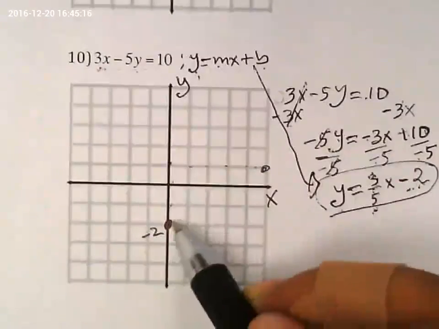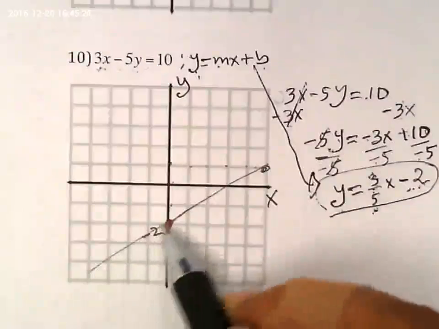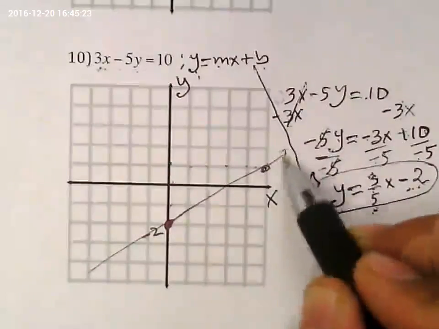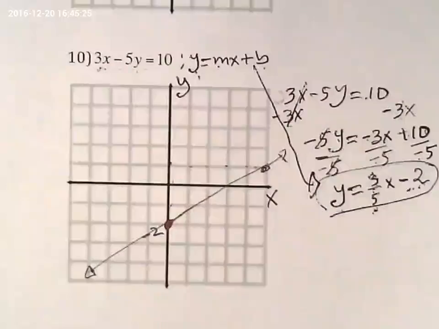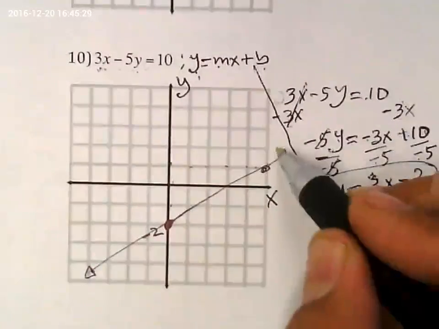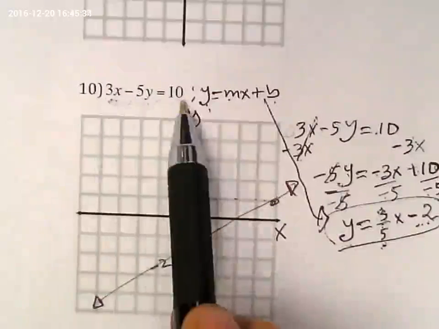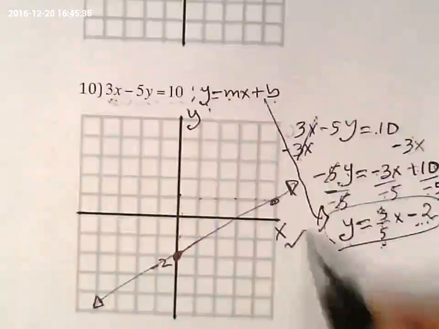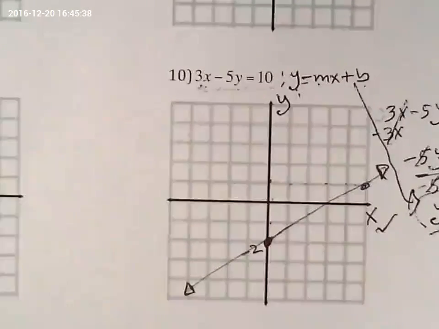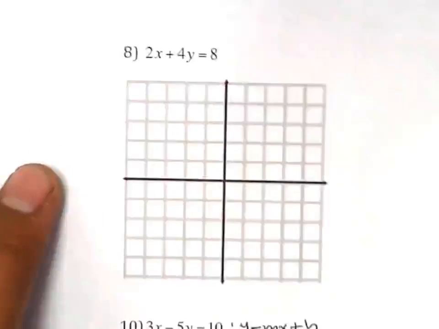Once you get 2 points, you can connect them and extend them in both directions a little bit. You put arrow signs. So this is your linear equation, a straight line of the equation they gave you. Would you please do the same procedure for number 8? From here, you do the same thing that I showed you for number 8.